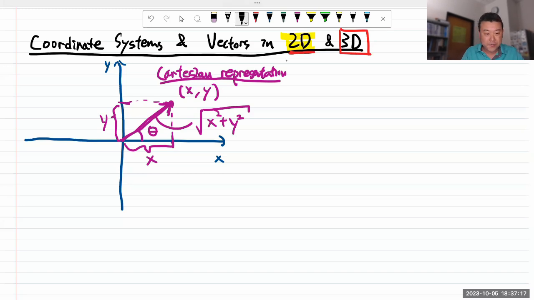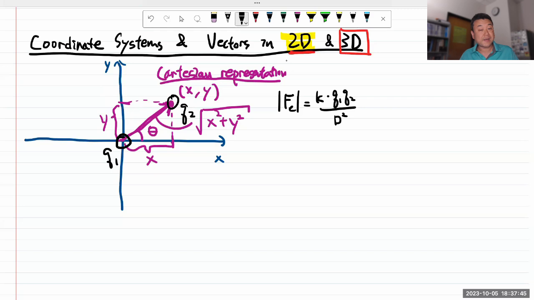So Coulomb's law, if you have, let's say, charge Q1 here and another charge Q2 here, using Cartesian representation, this is how your Coulomb's law would appear. So for the magnitude of the force, the electric force is the Coulomb constant times the product of the charges divided by the distance between them. Let me use d squared. Yeah, that would be the magnitude.